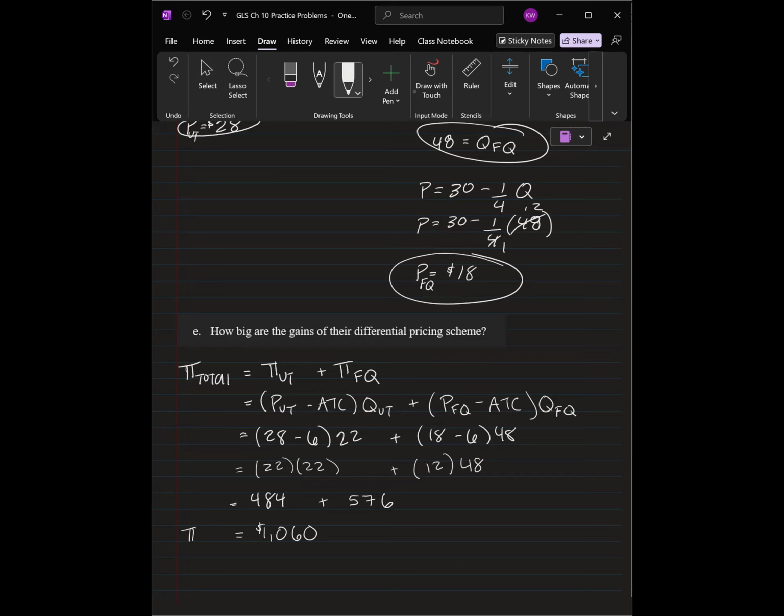And so profit from price discrimination exceeds the profit from the single price monopolist. We can maybe do single price monopolist, which is equal to, I believe it was 980. And so the difference is going to be 1,060 minus 980. So that difference overall is $80.